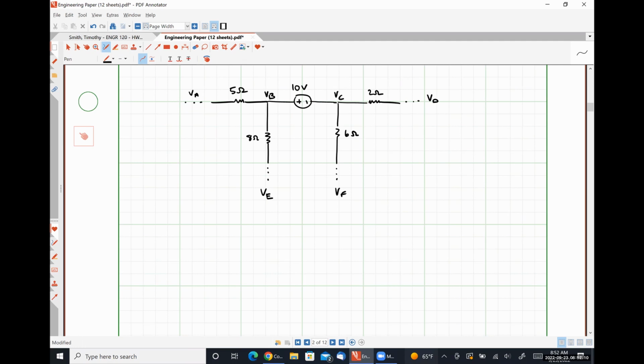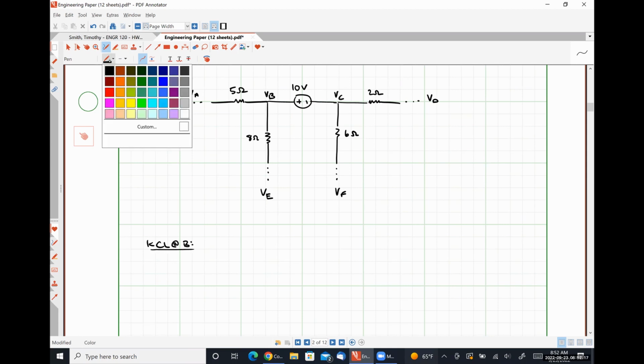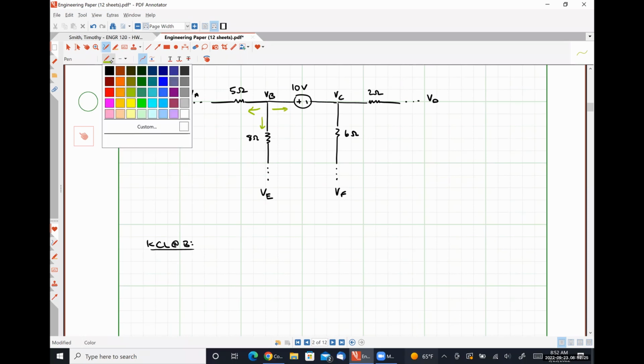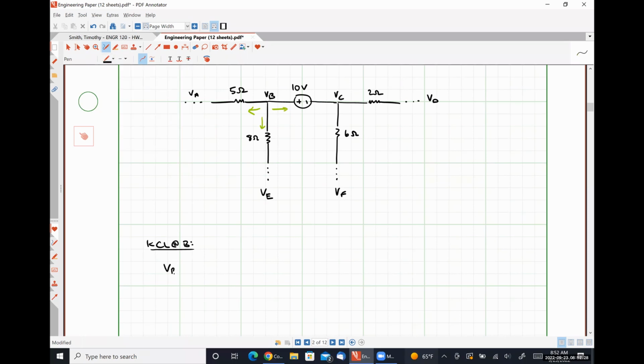So if we were trying to write our KCL at node B equation, we'd be taking into account this current directed to the left, this current directed down, and this current directed to the right. Well, the one to the left would just be VB minus VA over 5 ohms. Everything's easy peasy there. The one directed down would be VB minus VE over 8 ohms. Then we have the one directed to the right.